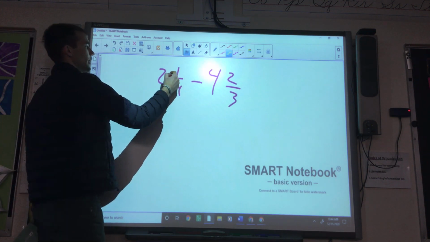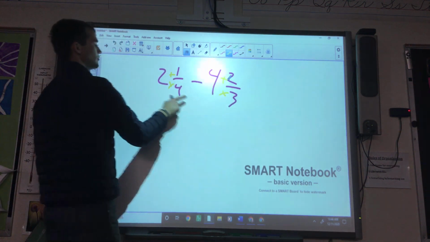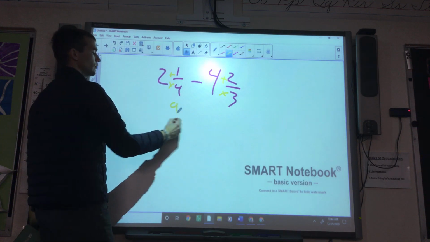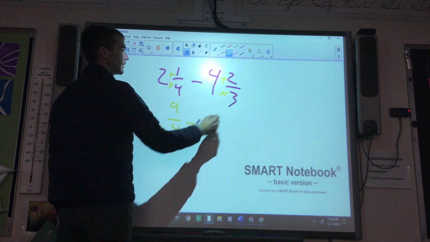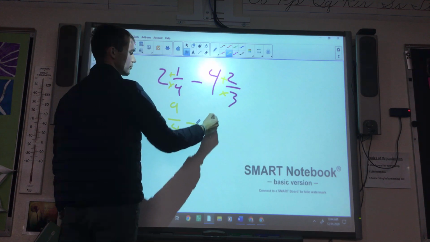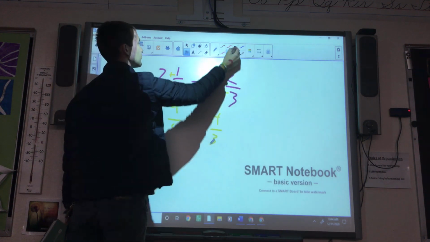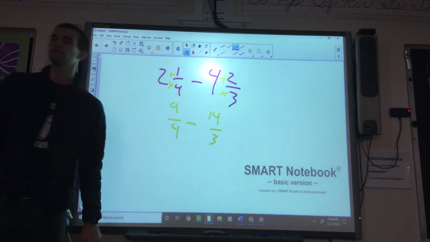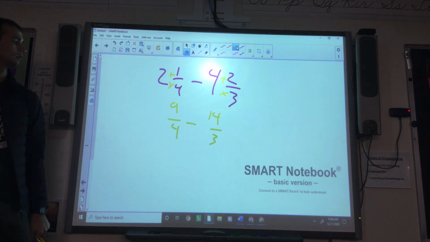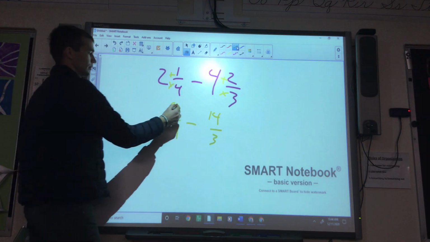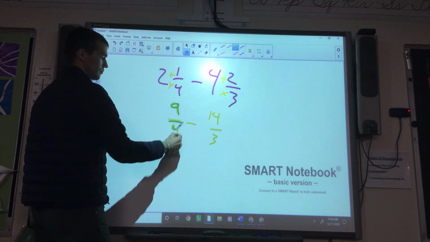So multiply, add. 2 times 4 is 8, 8 plus 1 is 9 over 4, minus 4 times 3 is 12, plus 2 is 14 over 3. What's the next step? Get the common denominator. What's the common denominator? 12.